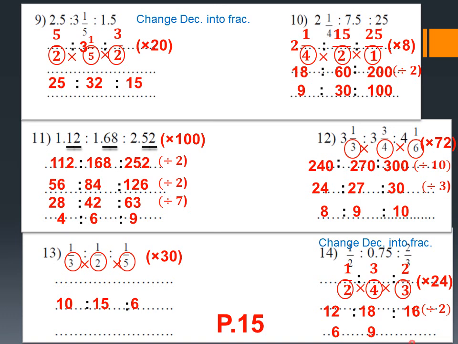1 over 2 times 24 equals 12. 3 over 4 times 24 equals 18. 2 over 3 times 24 equals 16. Start to simplify the ratio between 12 to 18 to 16. All of them are even. Divide all of them by 2: 12 divided by 2 equals 6, 18 divided by 2 equals 9, and 16 divided by 2 equals 8, and this is the simplest form of the ratio.